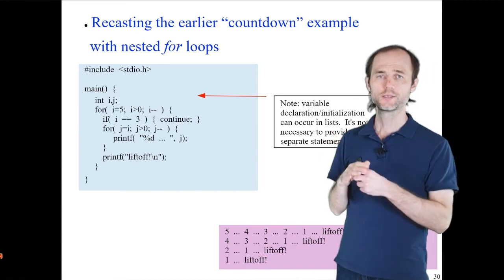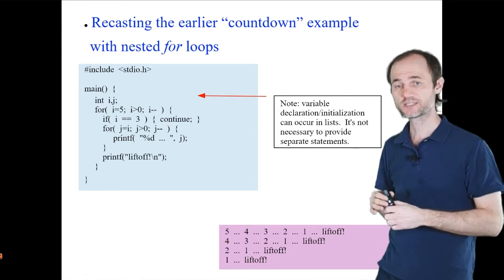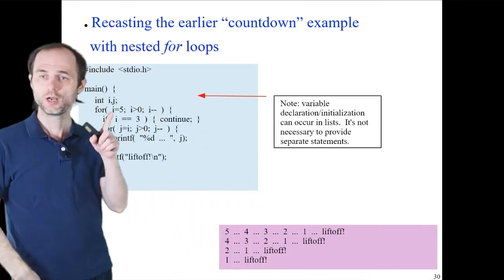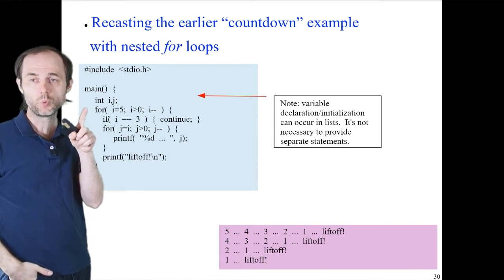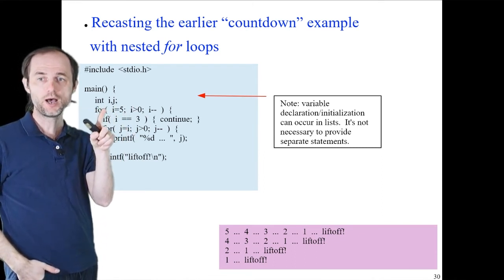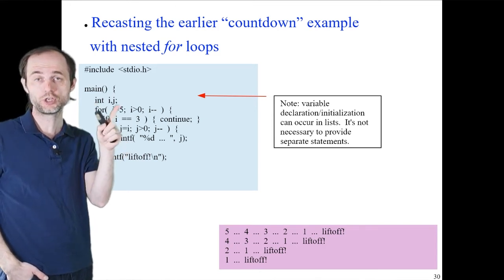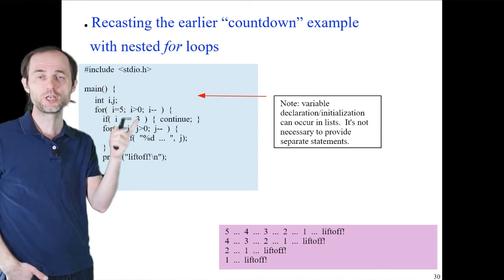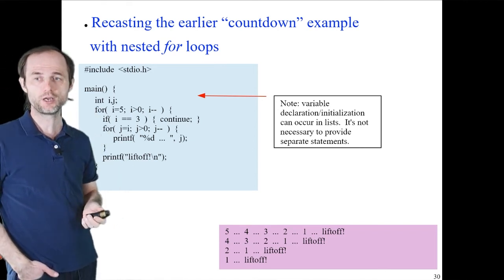So let's try and rework our countdown liftoff example using a bunch of nested for loops. So here, as before, we include the standard header, announce our main function, and we are going to create two variables, i and j. Note that you do not have to have just one variable per initialization. You can have multiple variables. So here we do int i comma j. Their values are not initialized, but they're declared that both i and j are integers.